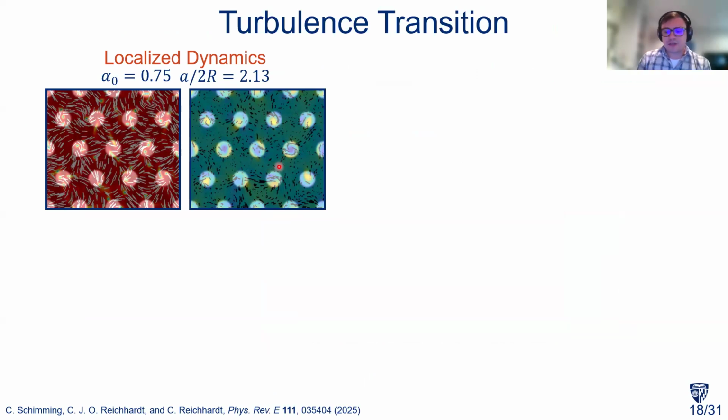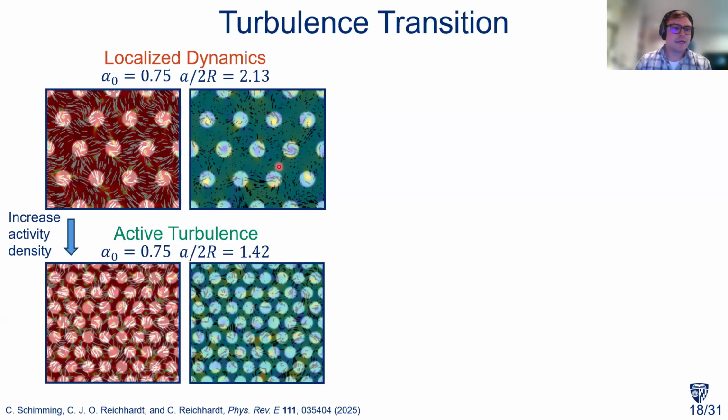Now, it turns out that you can transition back to active turbulence, to full system active turbulence, by increasing the activity density. And you can get active turbulence before you get to homogeneously distributed activity. Just to show you here, the topological defects are zipping all over the place now. And you can see in the still here that vortices are being generated agnostic to the distribution of the activity.